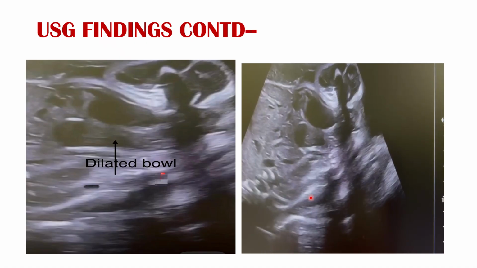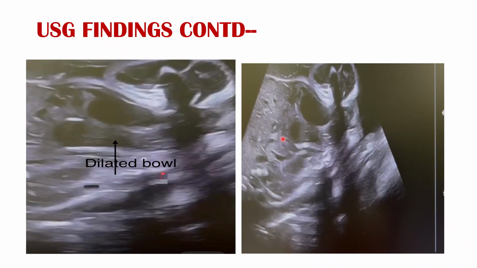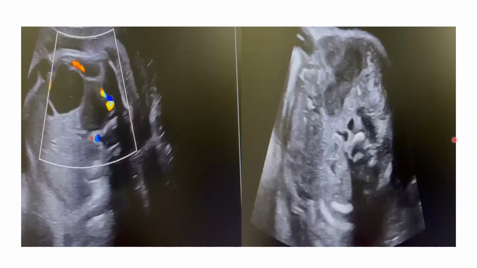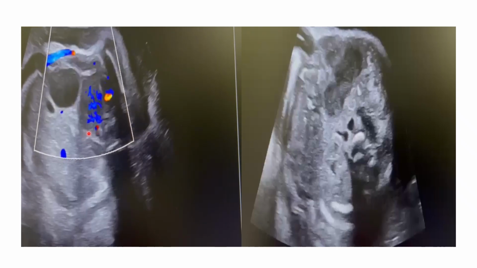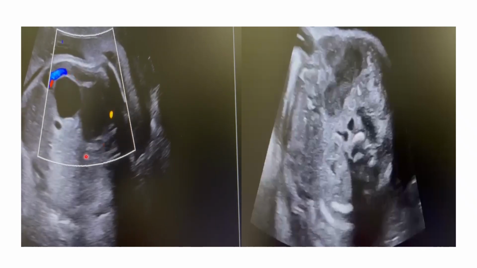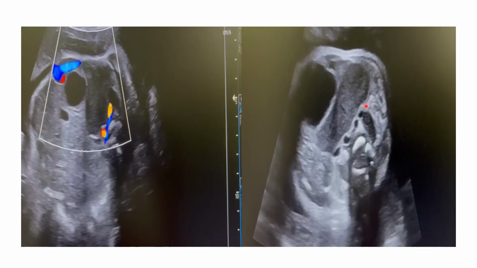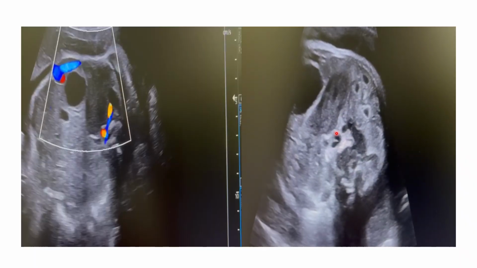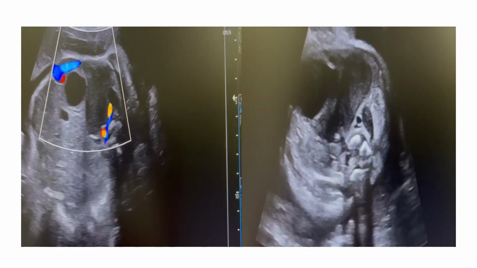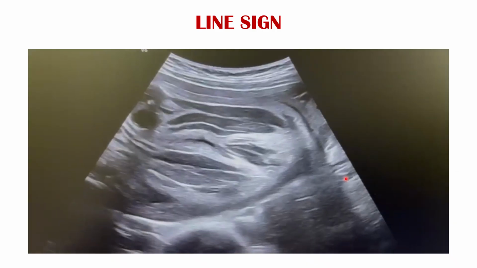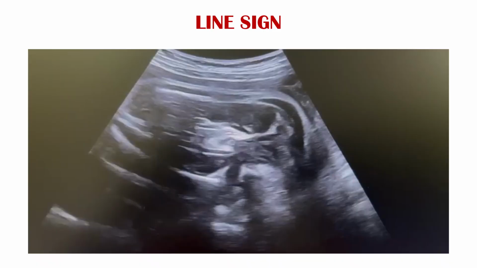Here in this view, there is also dilated bowel showing. Here also a significantly dilated bowel is visible. Here also a significant dilated bowel posterior to the urinary bladder is visible. Line sign is visible just posterior to the genitalia, showing target sign absent.